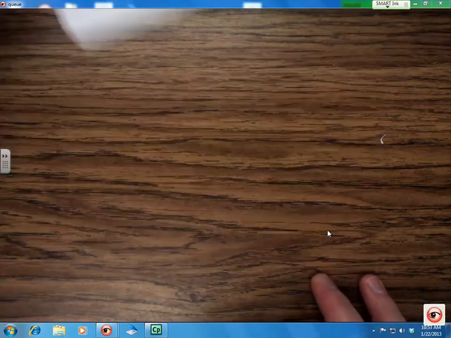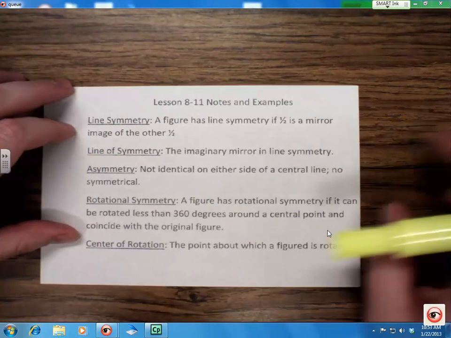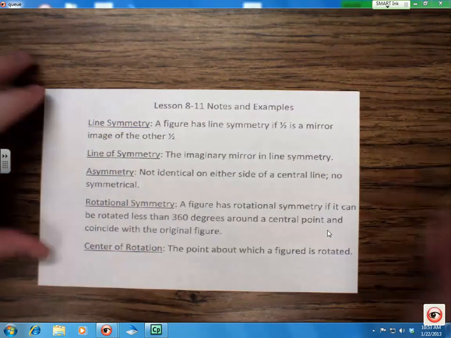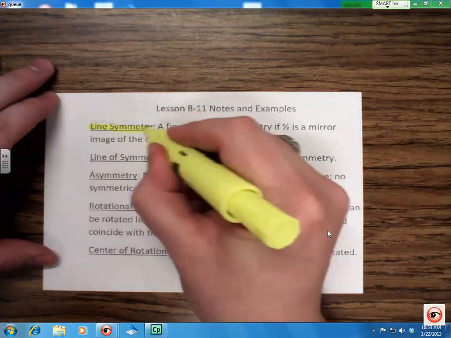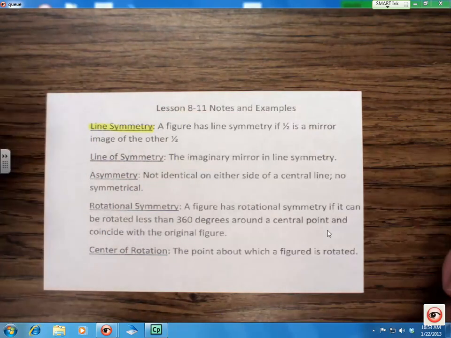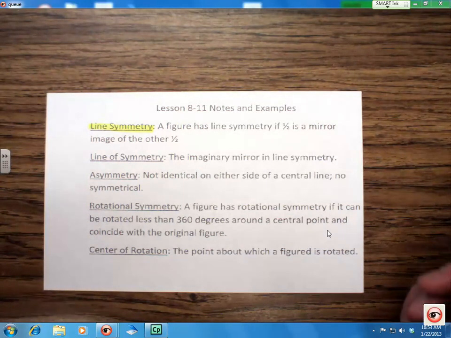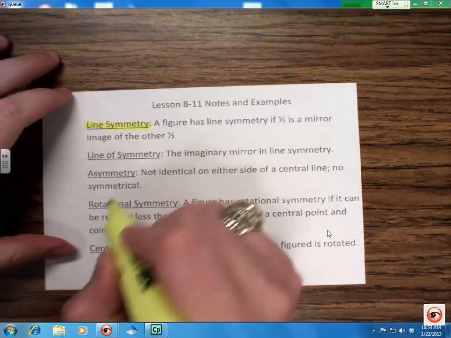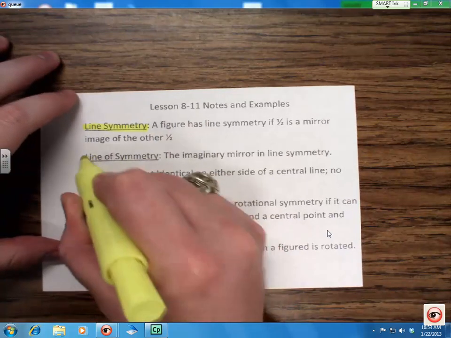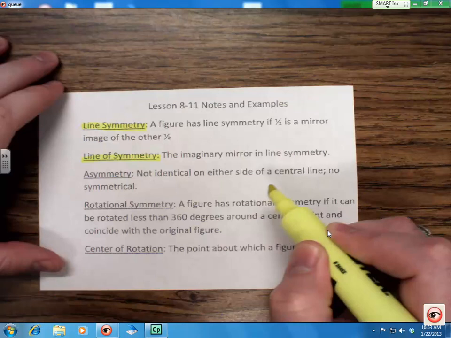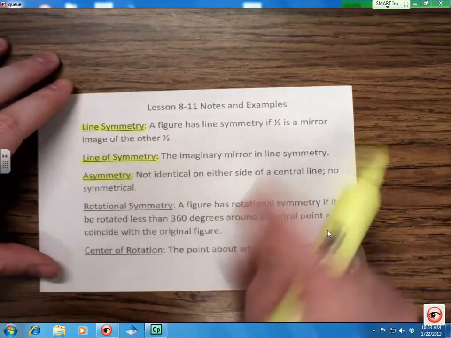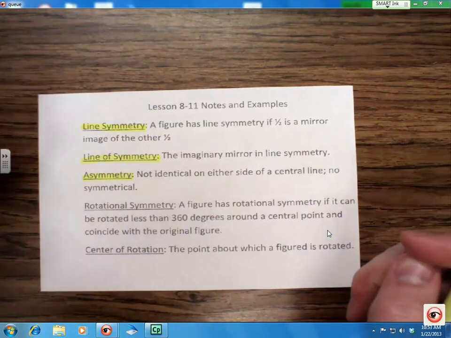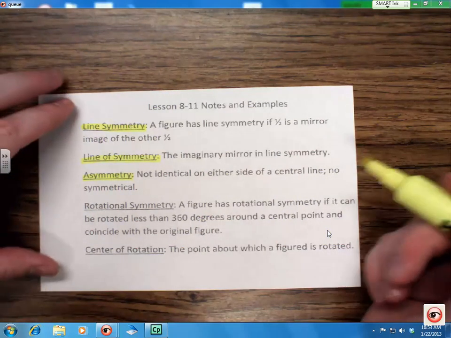Okay, we're also real quickly going to talk about 8-11 vocabulary, to introduce you to it. Most of these you guys are familiar with because it's talking about symmetry. The first one is line of symmetry. A figure has a line of symmetry if half is a mirror image of the other half. A line of symmetry is the imaginary mirror in line symmetry. Asymmetry is not identical on either side of a central line, meaning not symmetrical.